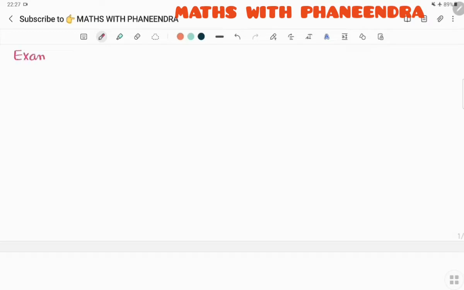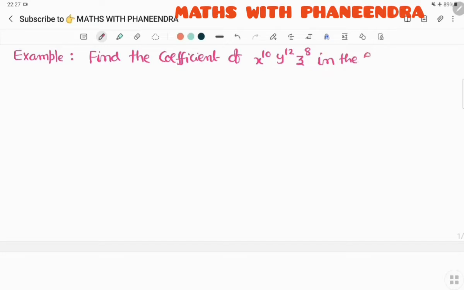So another example. Find the coefficient of x power 10, y power 12, z power 8 in the expansion of xy plus yz plus zx whole power 15. So how to do this?